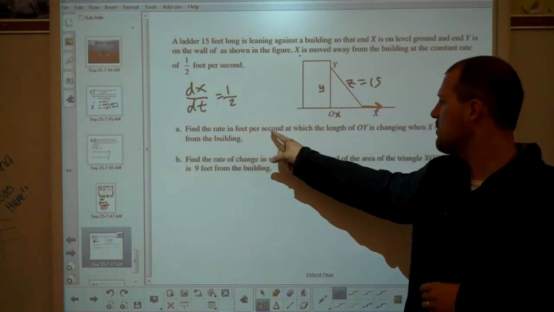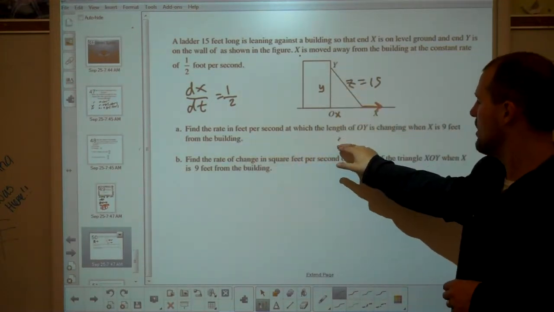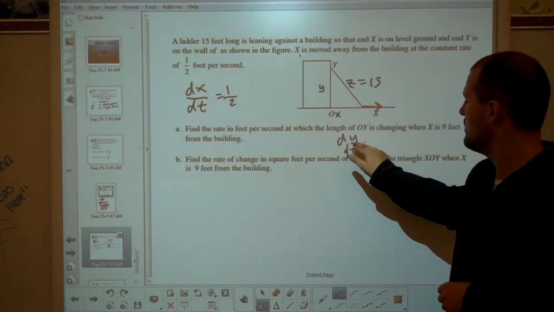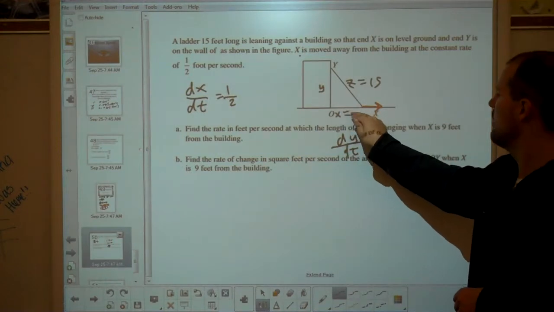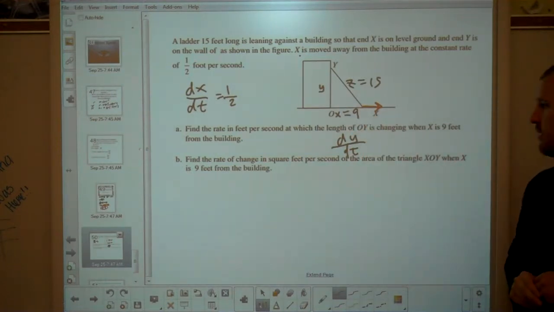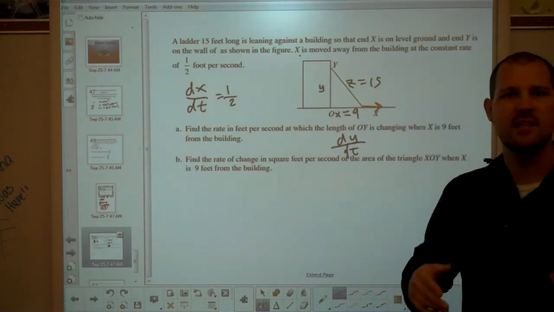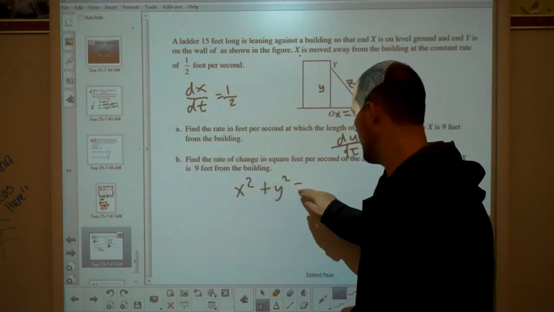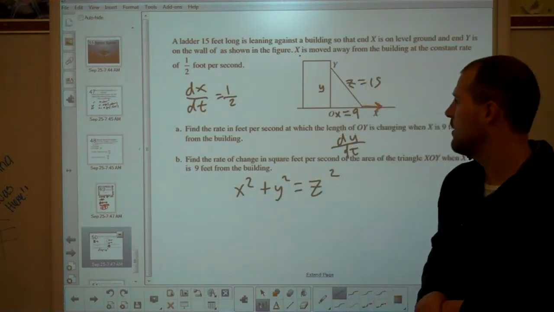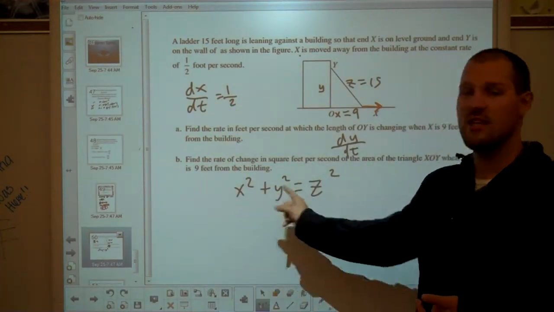Find the rate in feet per second at which the length of OY is changing. OY is there, so that's dy dt. That's what we need to find when x is 9 feet. Cool. So what I'm noticing right now is that we have a right triangle. And that tells me we can employ the Pythagorean theorem. So x squared plus y squared equals z squared. But I've got all these rates. And so that's telling us you need to take a derivative.